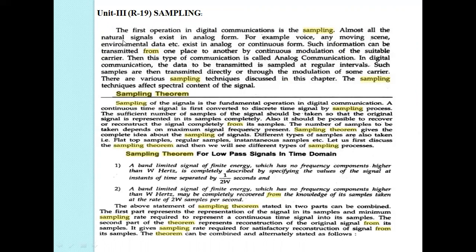Almost all natural signals exist in analog form, for example voice, any moving scene, environmental data, etc. They exist in analog or continuous form. Analog form is always continuous only. Digital means it is in discrete form, a discrete time domain function, whereas analog is a continuous time domain function.